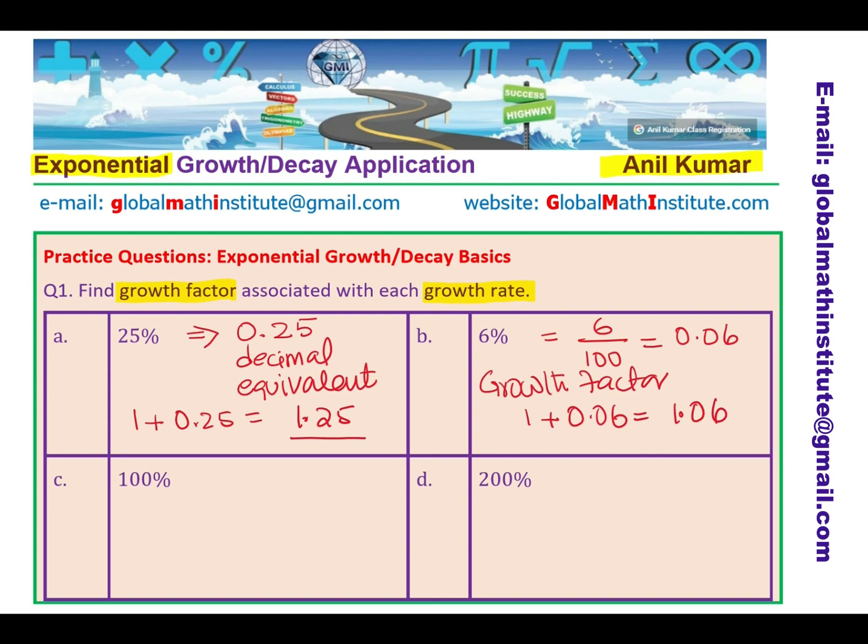I'd like you to adopt this method and answer the next two also. So let's do 100%. When you convert it to decimal, what will it be? Well, 100 divided by 100 is 1, and 1 plus 1 is 2. So in this case, the growth factor is 2, right? So it will double.